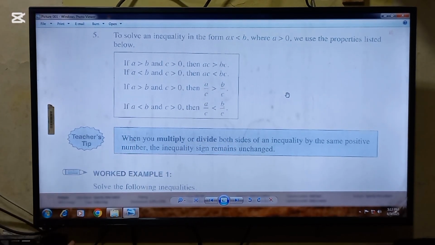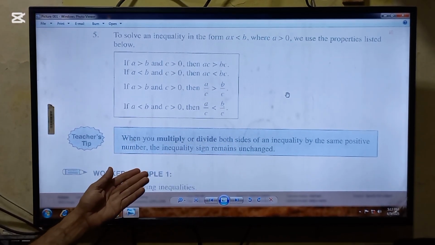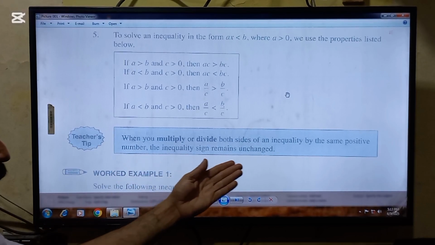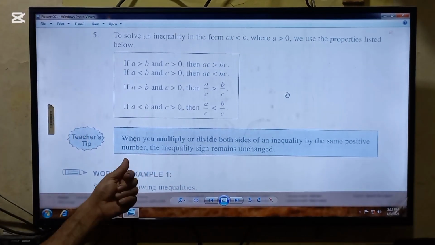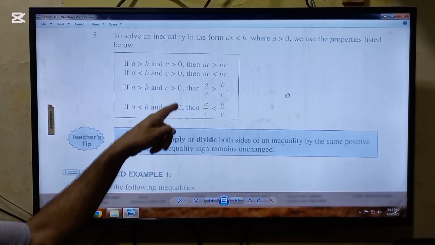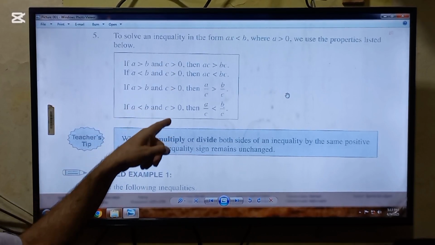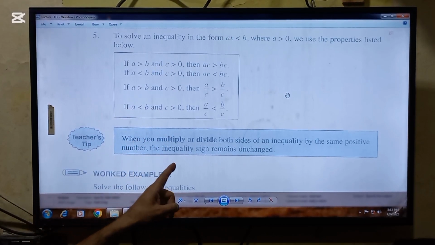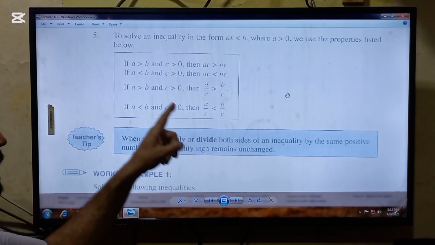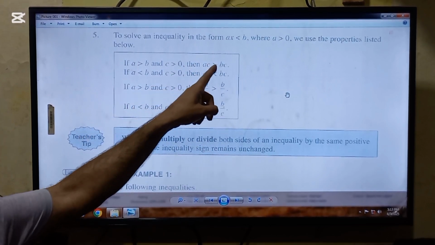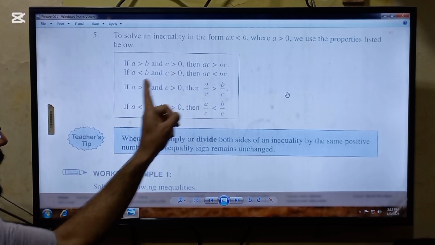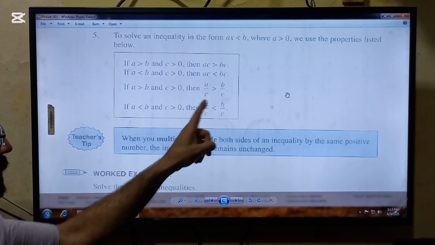So teacher's tip or student's tip: when you multiply or divide both sides of an inequality with the same positive number, because we are multiplying or dividing by the same positive number, the inequality sign remains unchanged. So look here, there will be no change in the inequality sign. The inequality sign will remain the same.